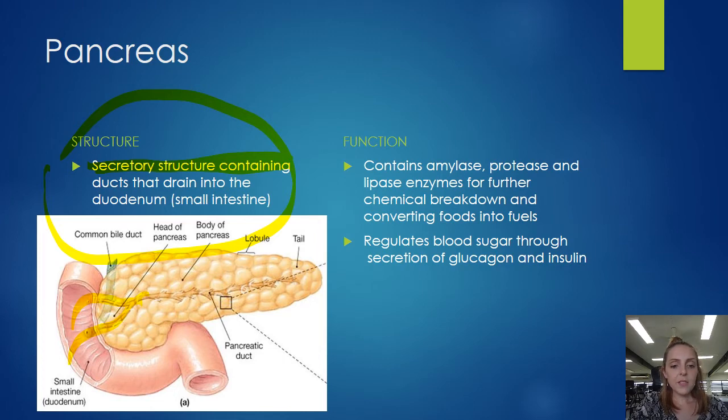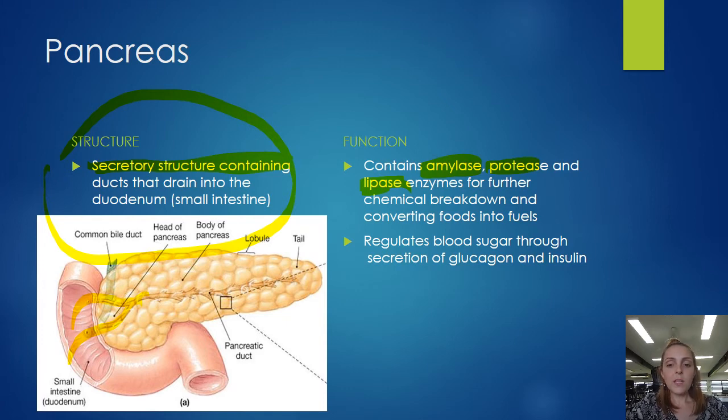The pancreas's job is all around chemical digestion. The pancreas itself isn't doing the digesting. It's secreting the chemicals into the small intestine to do the chemical digesting. So it has pancreatic amylase, it has protease, and it has lipase. So lots of our key digestive enzymes are happening in that pancreas.